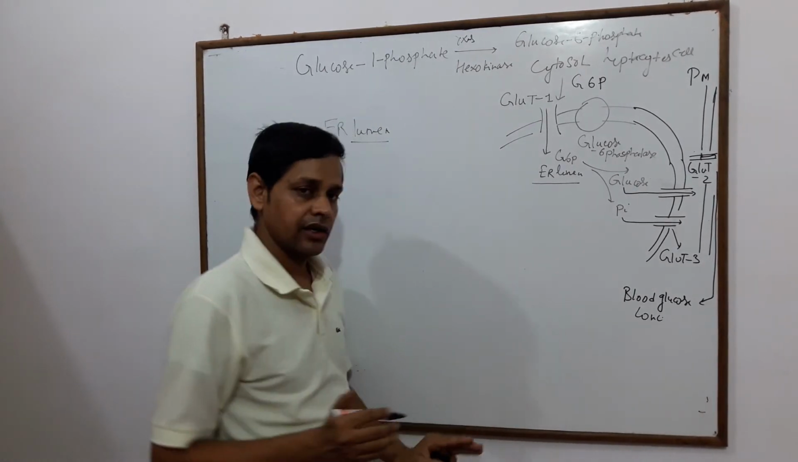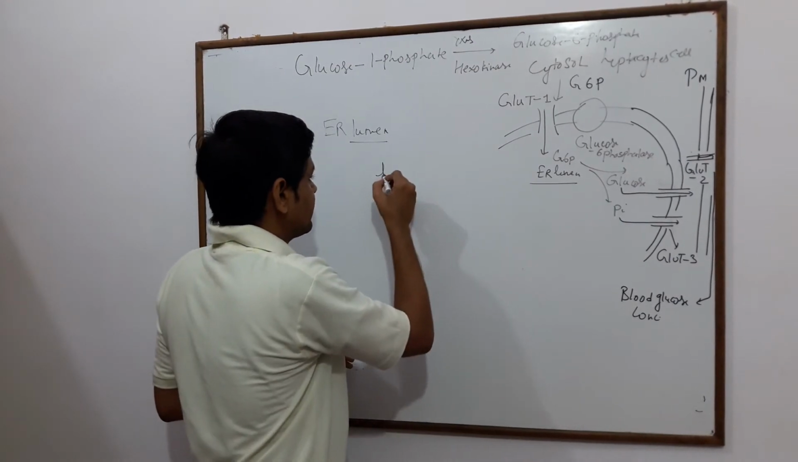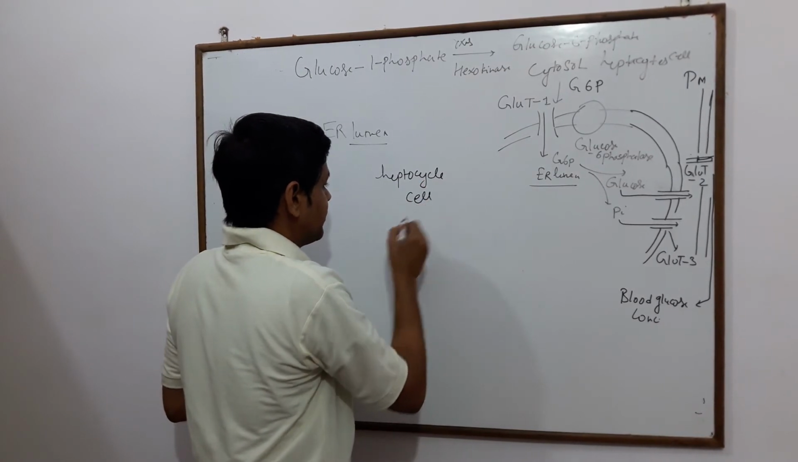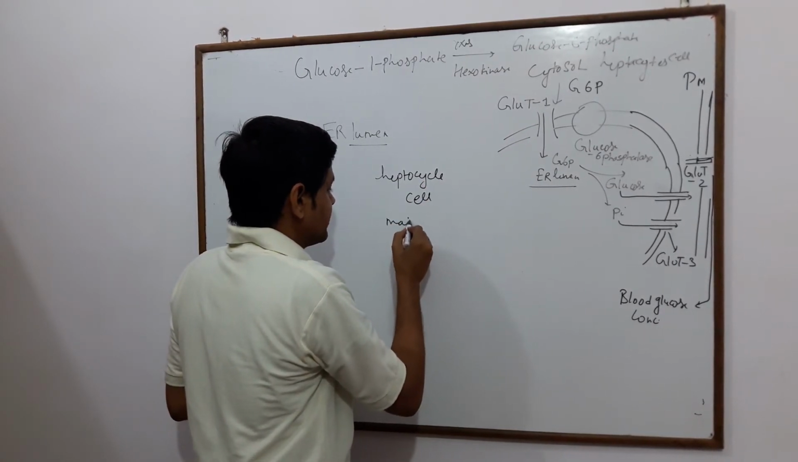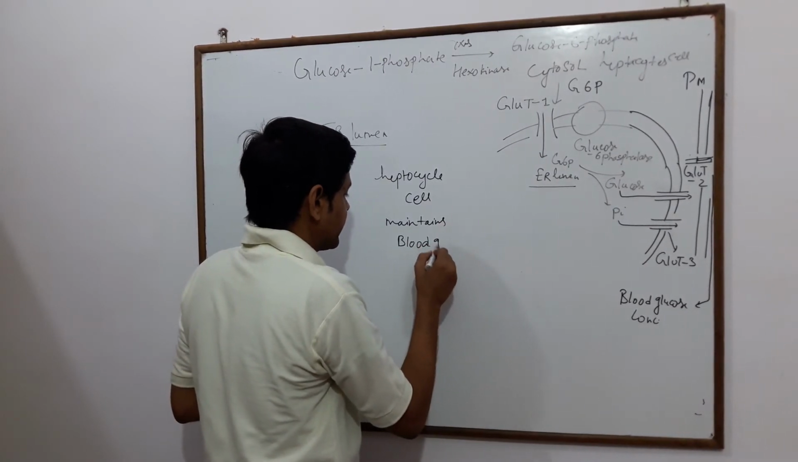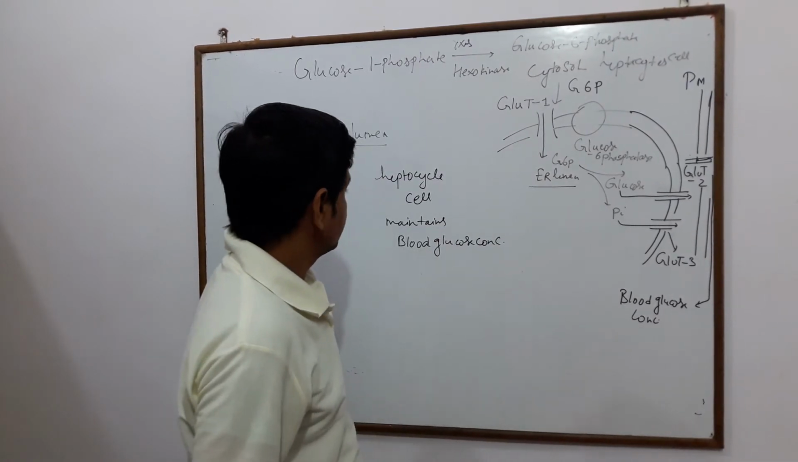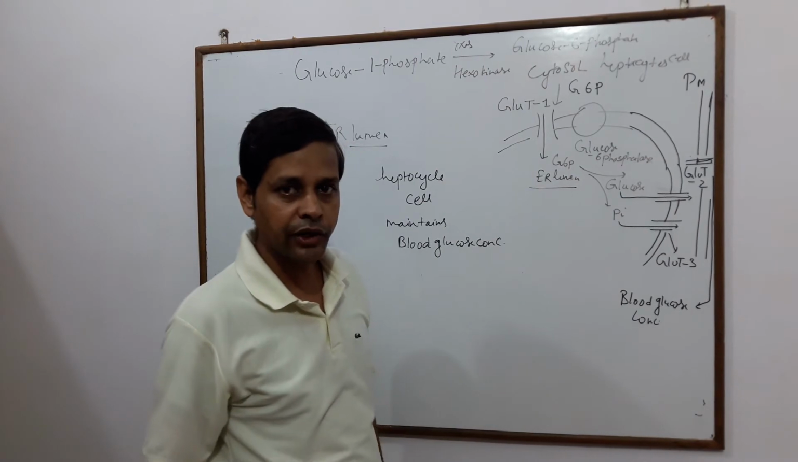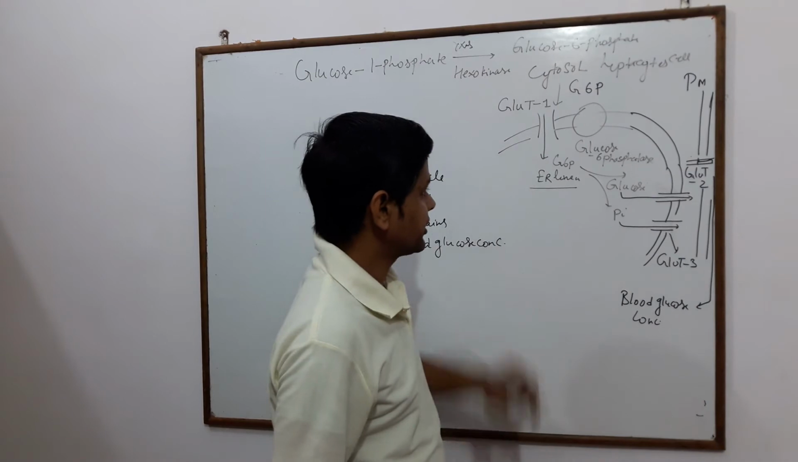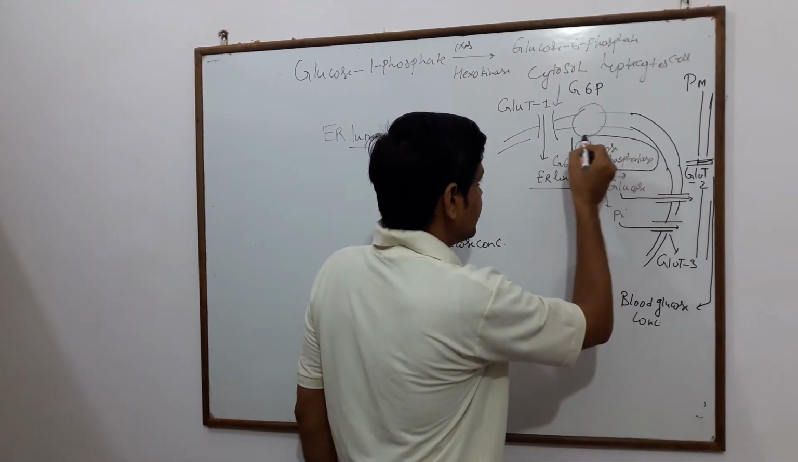So in this way, liver hepatocyte cells maintain the blood glucose concentration. What is the key enzyme during this reaction? Glucose 6-phosphatase is the key enzyme.